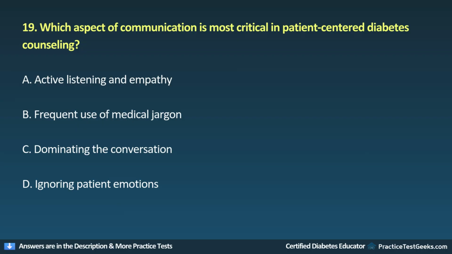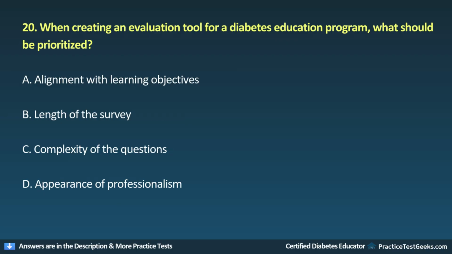A. Active listening and empathy. B. Frequent use of medical jargon. C. Dominating the conversation. D. Ignoring patient emotions. 20. When creating an evaluation tool for a diabetes education program, what should be prioritized?